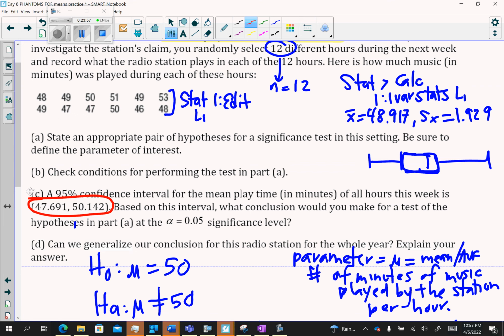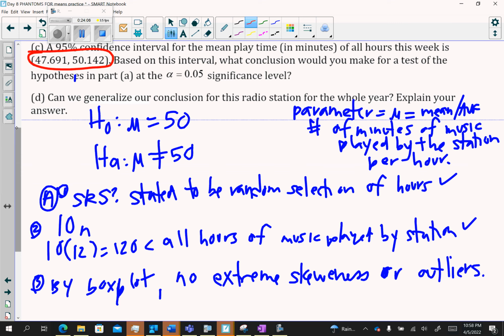So remember, we've kind of tied our intervals into talking about, is something typical, is something likely, or is something unlikely? So do you see the interval that they gave us here is numbers from 47-ish to 50.1. Now, if you look at your null hypothesis, do you see that the null hypothesis is the number 50? So do you see that 50 does lie in this interval? Since 50 lies in this interval, that means that 50 is a plausible value because 50 could fall in that interval.